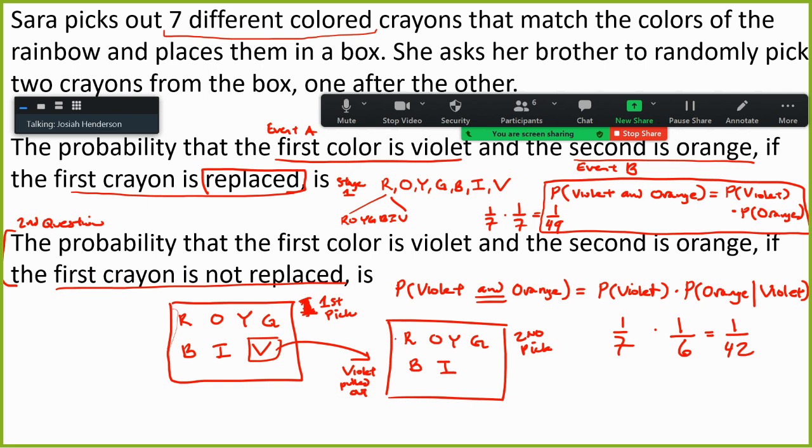Okay. Does that help, Aaron, or not yet? It makes more sense now. Okay, thank you for asking. And the key word is in the writing, in the words, it's first crayon is not replaced. Because we didn't replace it, it changed that second pick. That second event depends on the first. And that's why it's 1/6. Any other questions or concerns?